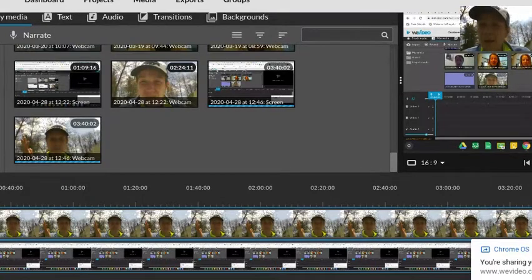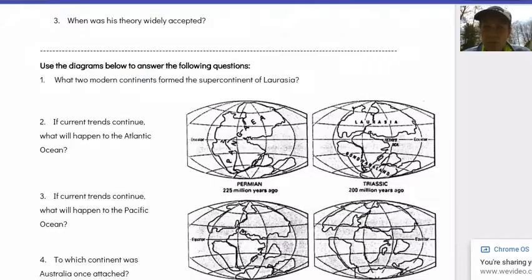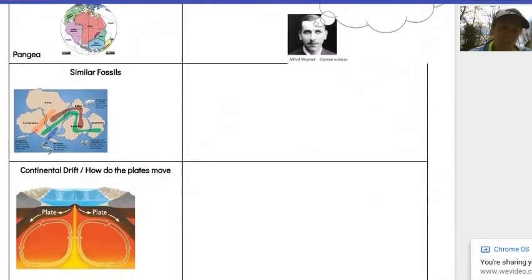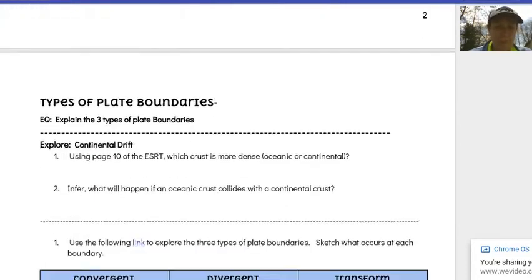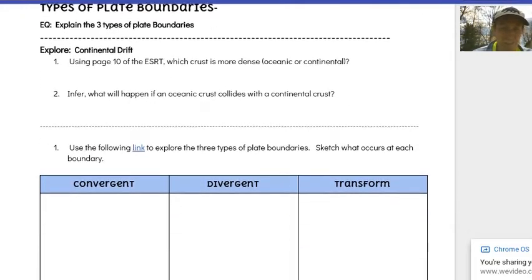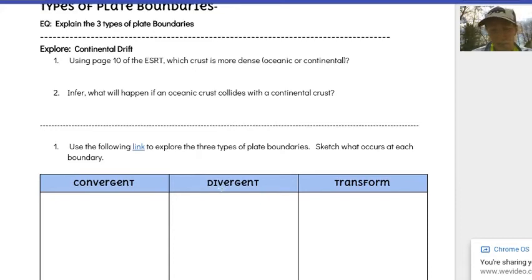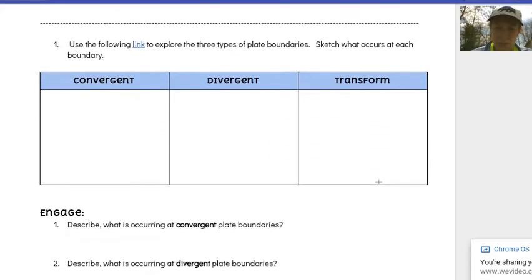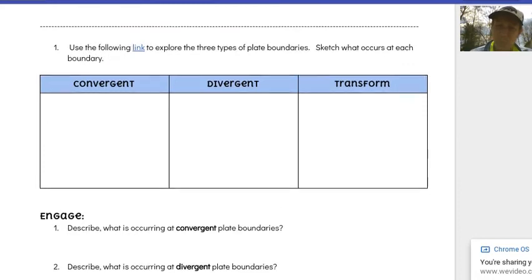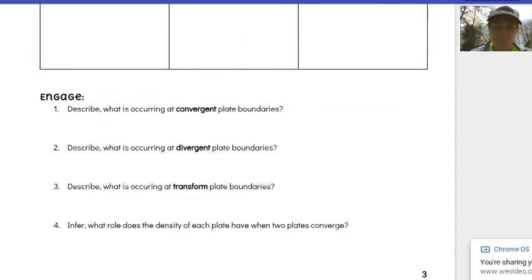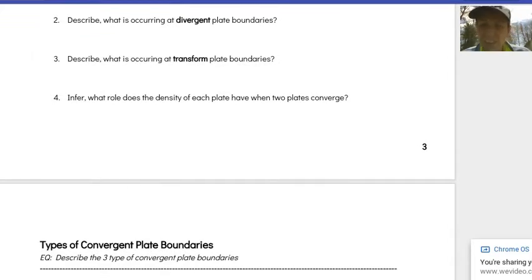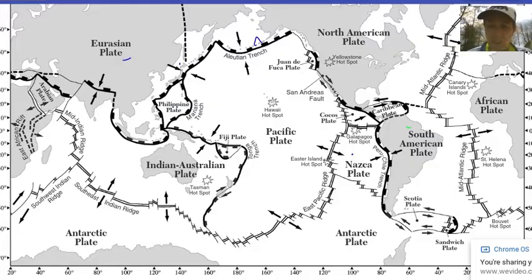No pun intended. All right, anyway, so the next thing you do, answer these questions in your notes and write down the pieces of evidence to support Alfred Wegener's theory. You're going to look at the 3 types of plate boundaries: convergent, divergent, and transform boundaries. You're going to answer questions after you click on this link and look at the animations to see how they work. And then you're going to look at page 5 of your reference table.